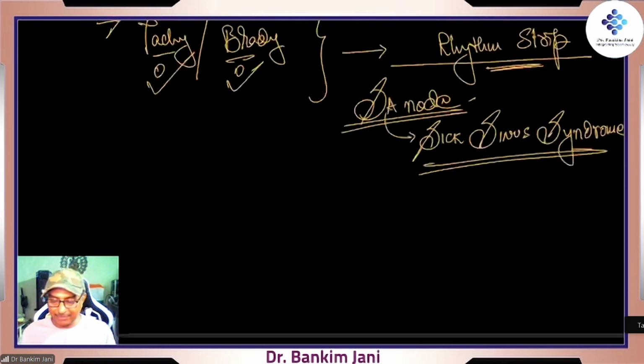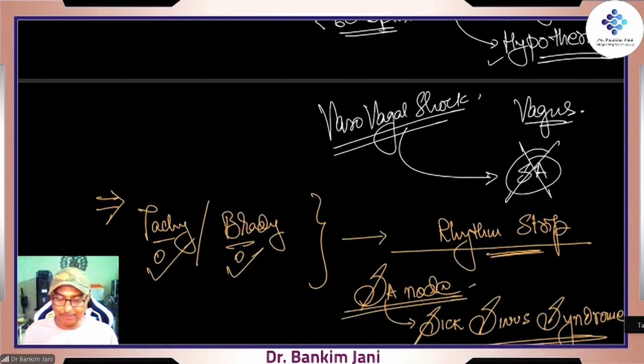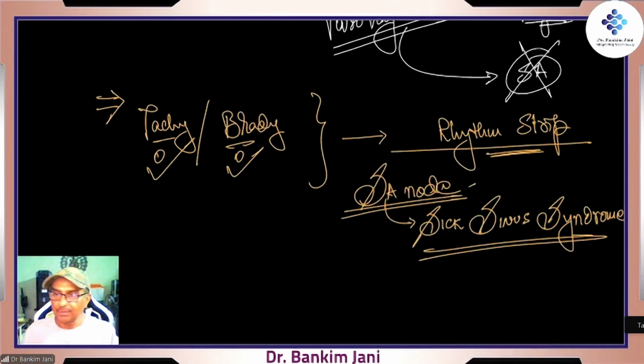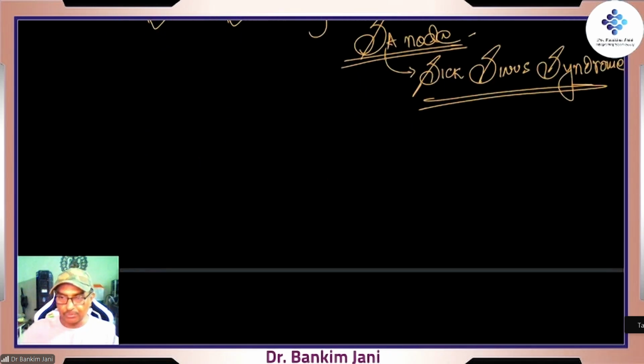What about vagal shock? See, vagus is what? Vagus is parasympathetic, you know? Parasympathetic will tell the heart to what? This is rest and digest. No need to do any of the strenuous things, slow down. That is what is called the parasympathetic.